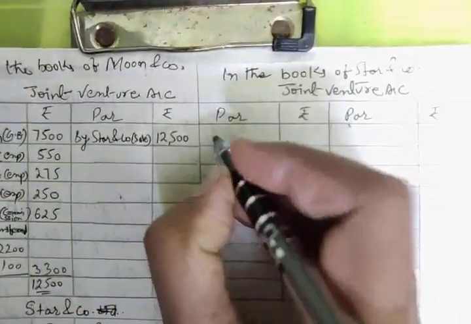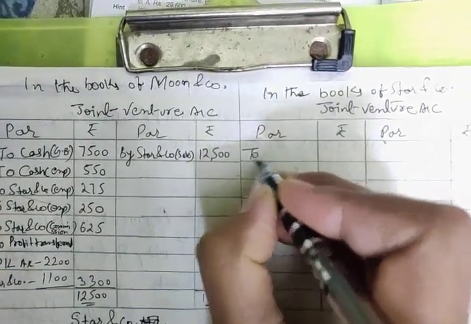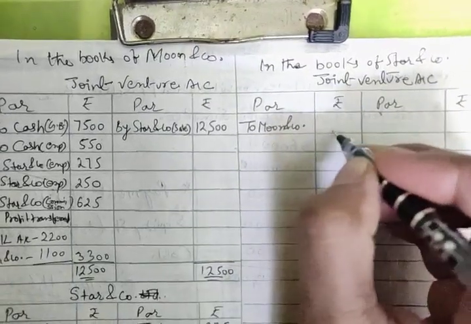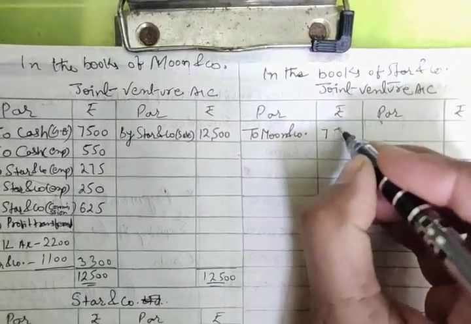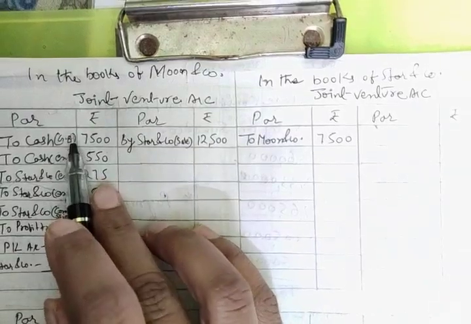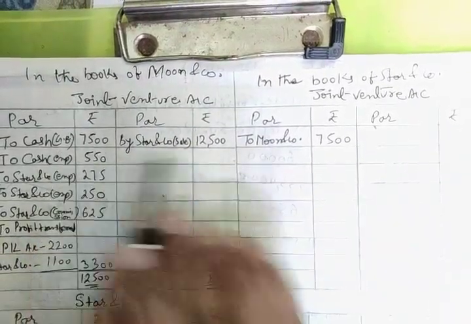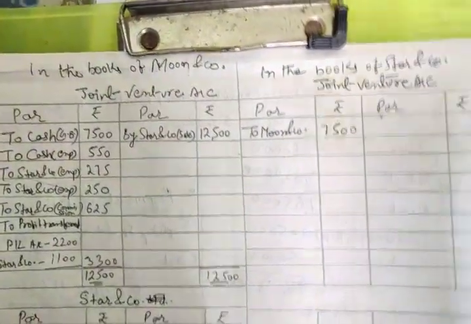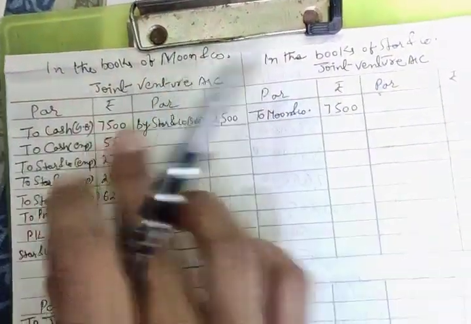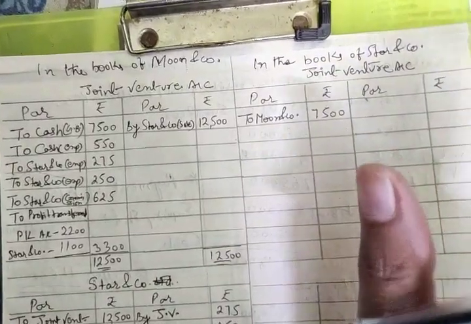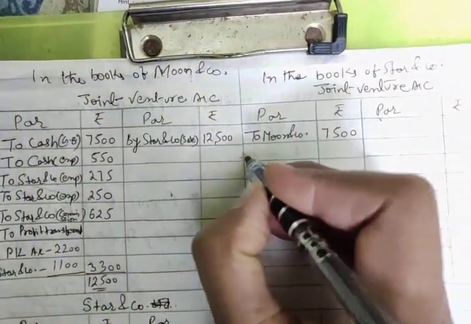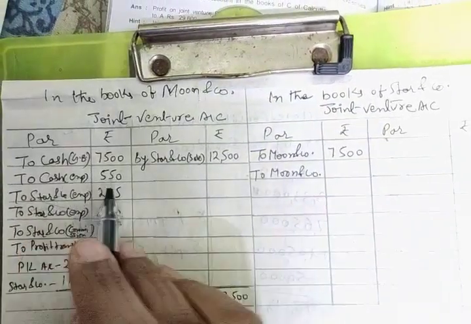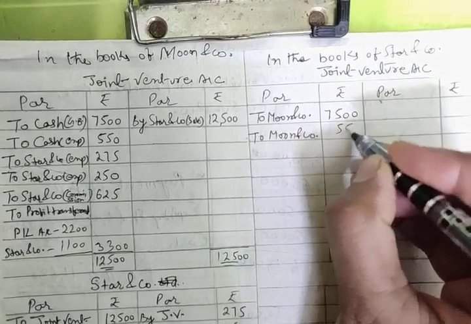Okay, so quickly, to Moon and Company, they have bought the goods of how much? Value of 7,500. Just check here. And at the same time please do the cross check with your question also to make sure that you have not left any given amount. Okay, now the next entry to Moon and Company was for expense, how much?